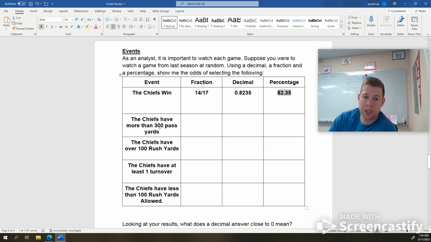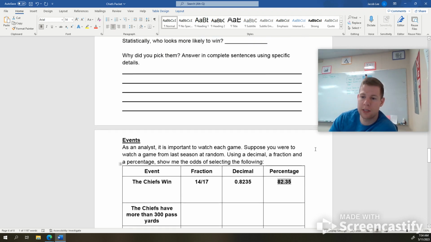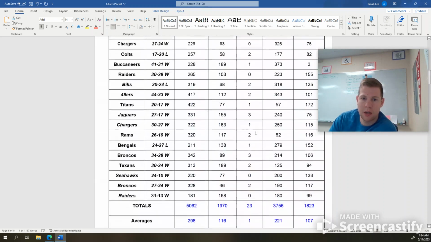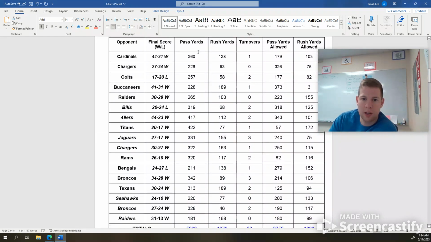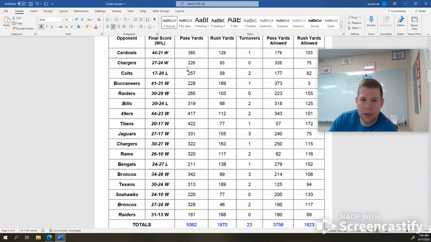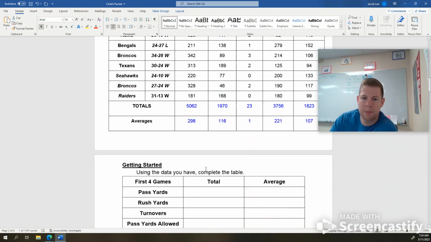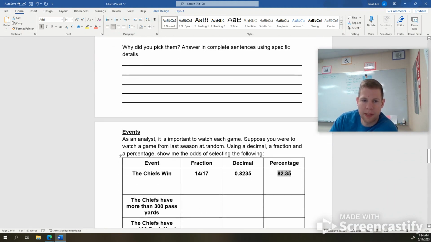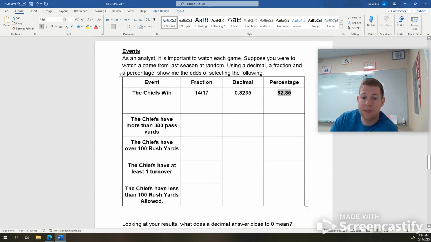Let's do the same thing for Chiefs having more than 300 passing yards. We scroll back up here. We go to the passing yards column, and I'm going to count 1, 2, 3, 4, 5, 6, 7, 8, 9, 10 games. So, come back down to the page of events. The Chiefs have more than 300 passing yards. Well, that happened 10 times out of 17 total games.